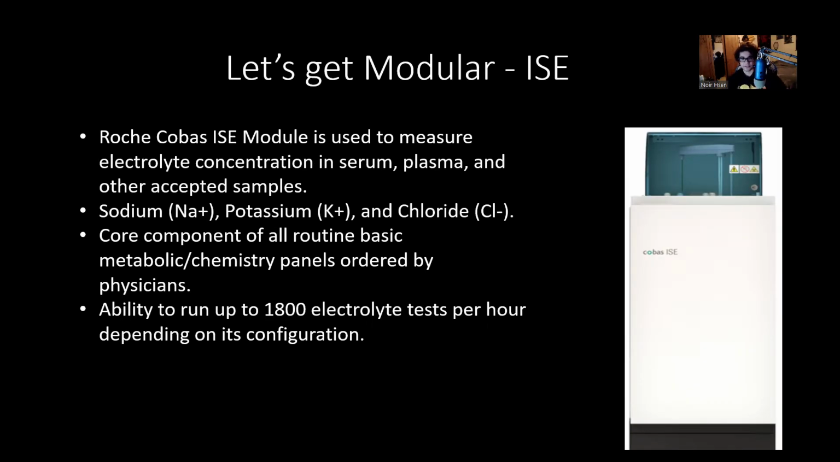ISE. So this is the ISE. It's the very beginning of that long structure that I showed you. And it runs the analytes sodium, potassium, chloride, electrolytes, I should have said. Those three electrolytes are part of the basic metabolic panel and comprehensive metabolic panel. I mean, it's routine. It's usually always ordered. And it can run up to 1,800 electrolyte tests per hour, so it's a pretty solid module.